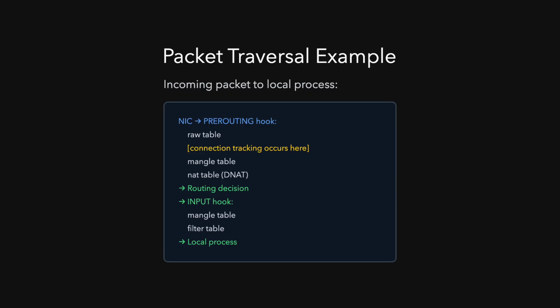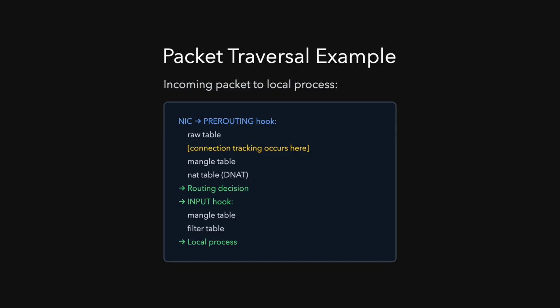And here is what makes this complex. At each hook, packets traverse multiple tables in a specific order. Why does NAT happen in pre-routing? Because we need to change the destination before routing. If a packet arrives for a Service ClusterIP and we want to route it to a Pod IP, we must change the destination before the kernel performs its routing lookup. Otherwise, the kernel would make the wrong routing decision.